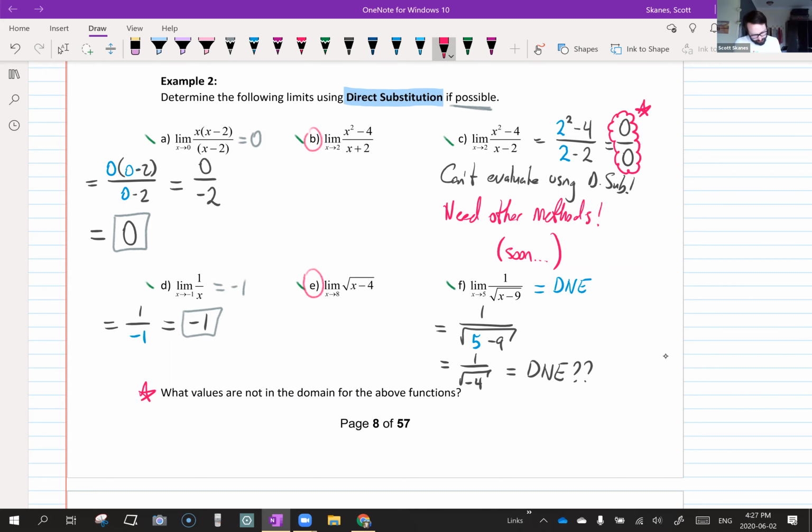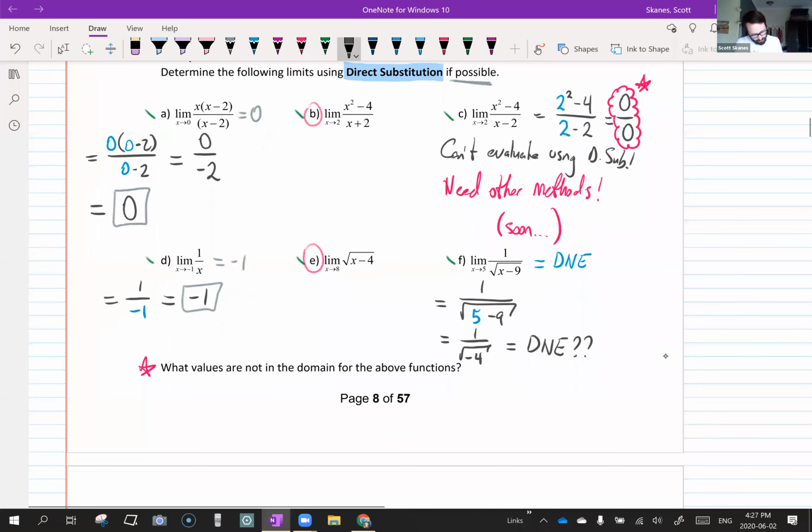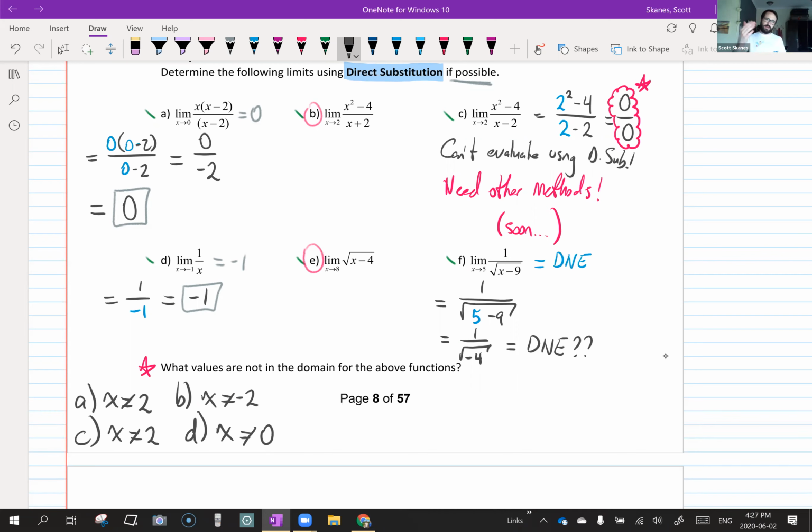What values are not in the domain for the above functions? For A, what values are we not allowed to put into this? Look at the bottom, x minus 2. So we're not allowed to put in x equals 2. For B, x is not allowed to be -2; we'd end up dividing by 0. C, it can't be 2 again. D, x is not allowed to be 0 because we have the x on the bottom, and we can't divide by 0.